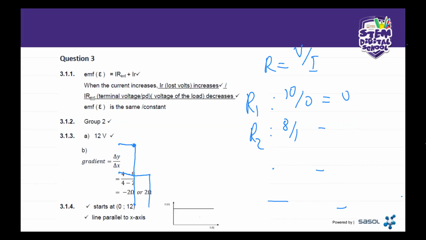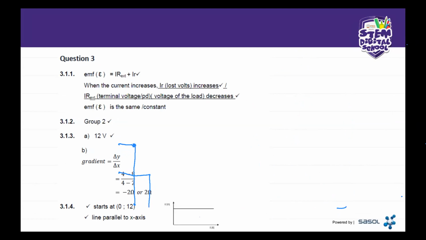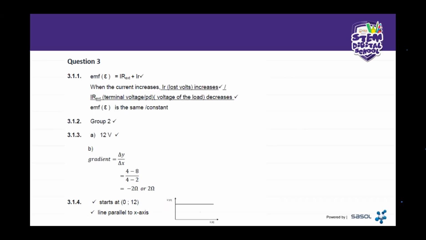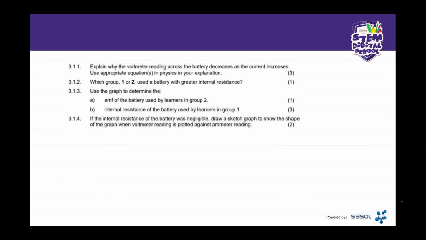Okay, so we're done there. So we're moving on to 3.1.4. It says, if the internal resistance of the battery was neglected, draw a sketch graph to show the shape of the graph when the voltmeter reading is plotted against the ammeter reading.